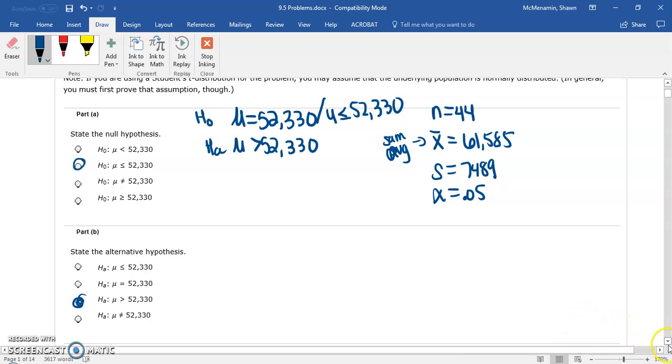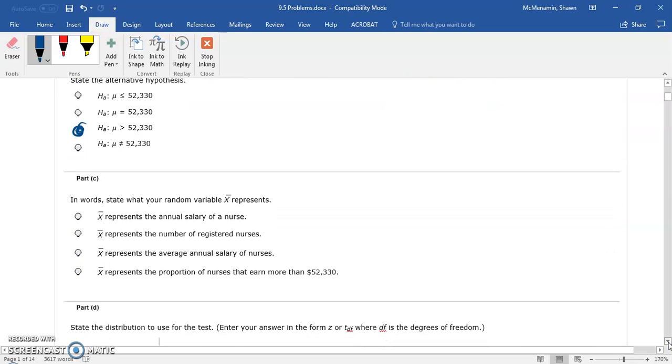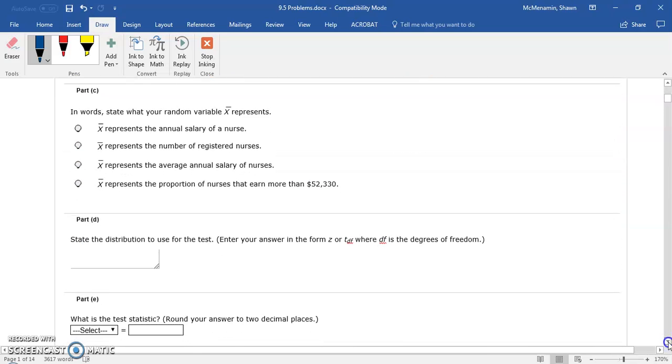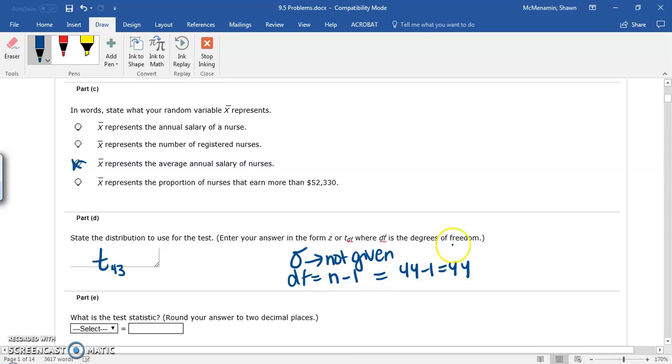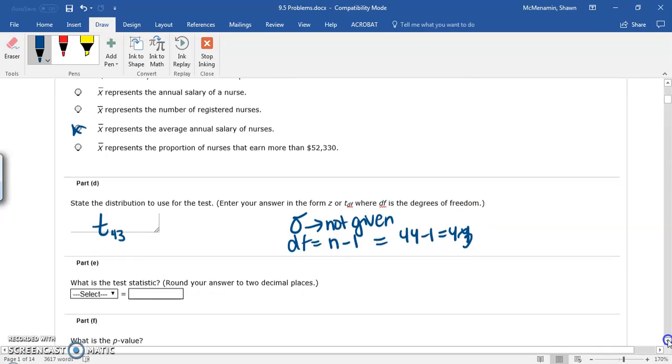Okay, part C, what is X bar? X bar always stands for average. So X bar is the average annual salary of nurses. So it's right here. And then the distribution: since the population standard deviation, sigma, is not given, and we're not dealing with proportions where the NP and NQ are greater than 5, then the distribution is going to be a T distribution with 43 degrees of freedom. Degrees of freedom is n minus 1. So that's going to be 44 minus 1, which is 43, because we talked to 44 nurses.